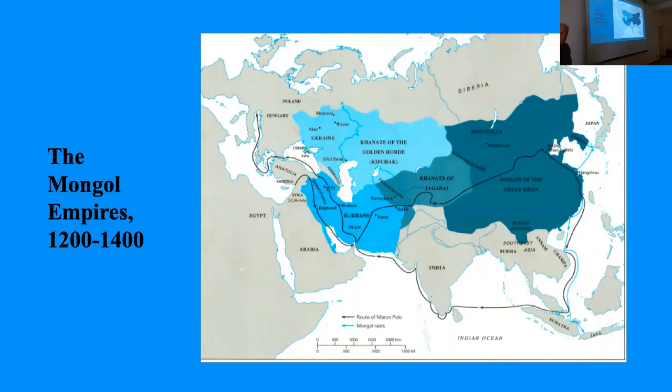There is Mughal India. I'm going to have these all written down on the screen in the next slide. There is Russia, there is China, and then there is always something in the middle, more or less in and around where Afghanistan is. That seems to be a magic spot where certain of the Mongol groups sort of settle themselves down.